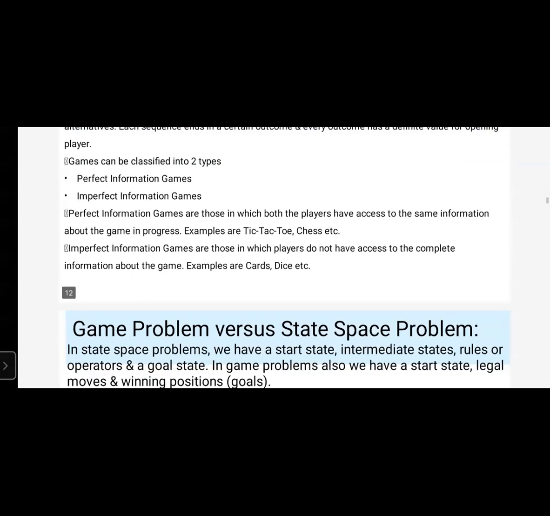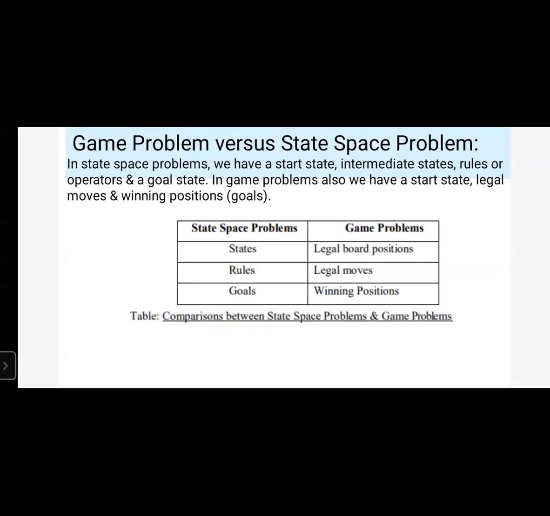The next topic, game problem versus state space problem. In the state space problem, we have a start state, intermediate states, rules or operators, and a goal state. Now, in game problems also we have a start state, legal moves, and winning positions.